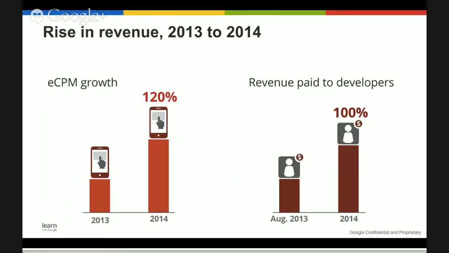Just to show you how our product has improved in the last few months, the eCPM growth between 2013 and 2014 rose by 120%, and this was mainly because of the innovations on the ad server side. We are now able to grant higher CPMs across all markets by connecting more and more AdWords advertisers to our developers. And of course, the revenue paid to developers as a consequence increased by 100% from August 2013 to the first months of 2014.